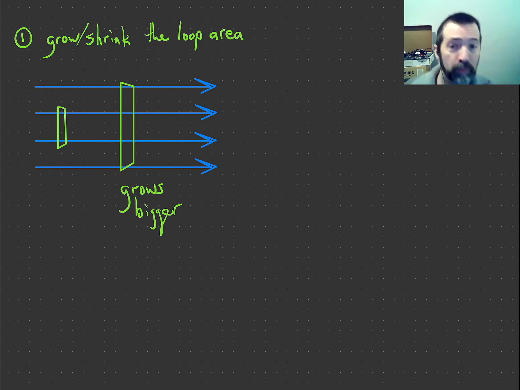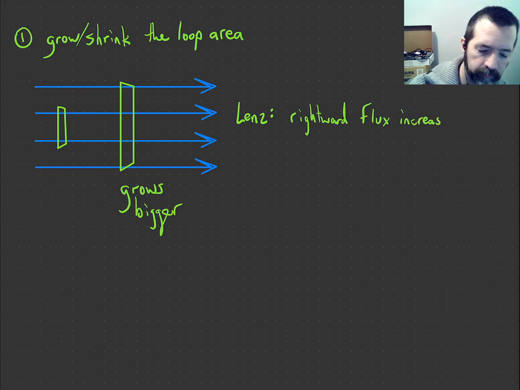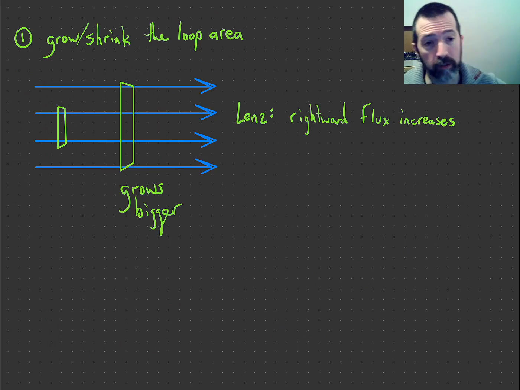So if the loop magically grows bigger, the Lenz's law way to do this is to say, first, what is happening to the flux? Well, when the loop gets bigger, it's now catching more field lines, so the flux is increasing. So I know that the rightward flux, you have to think about the directions, I know that the rightward flux increases. That's the thing that's happening that causes everything.